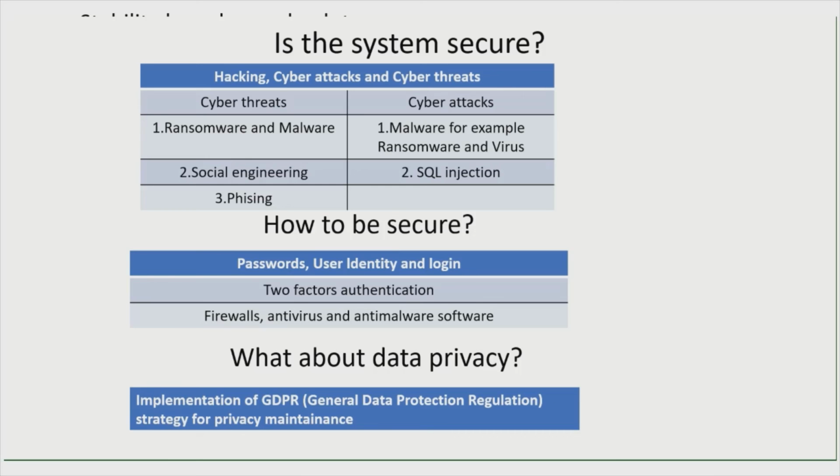Now we will see if our system is secure. That means if we are dealing with the cloud and internet, we may have different issues like hacking, cyber attacks, and cyber threats if we do not make our system resistant against these things. So to make our system secure, we can implement passwords, user identity login, two-factor authentication, firewalls, antivirus, etc. Also in our system, to protect privacy, we should implement a GDPR policy. But these policies and the system security things are yet to be implemented in our system.